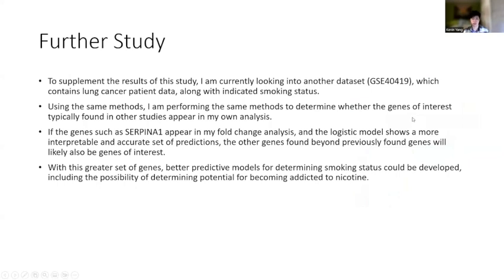So for my further studies, I'm currently looking into a different data set, which is GSE 4419, which contains lung cancer patient data, along with indicated smoking status of them at the time of death. Using the same methods, I am performing the same analysis to determine whether genes of interest, typically found in other studies, appear in my own analysis. If genes such as SERPINA1 appear in my full change analysis, and the logistic model shows a more interpretable and accurate set of predictions, the other genes found beyond previously found genes will likely also be genes of interest. However, if I find the genes that I found in this study, then it shows that outliers may have affected the results of my current project.